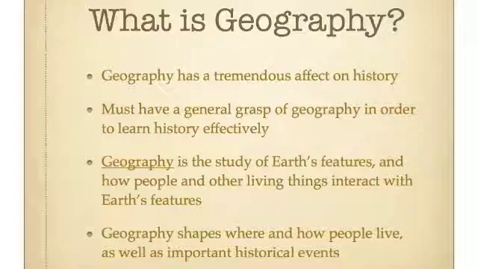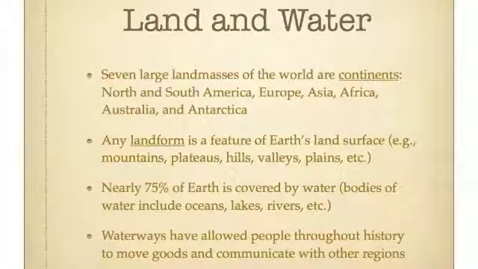Geography is a study of Earth's features and how people and other living things interact with Earth's features. It's going to shape where and how people live, just like we said. It's also going to affect important historical events. Let's go over some key geographical terms and features that you should be aware of. Continents. This is a silly review, but we're just going to go through it. 7 large landmasses of the world. They are continents. If you don't know this, you should. They are North and South America, Europe, Asia, Africa, Australia, and Antarctica.